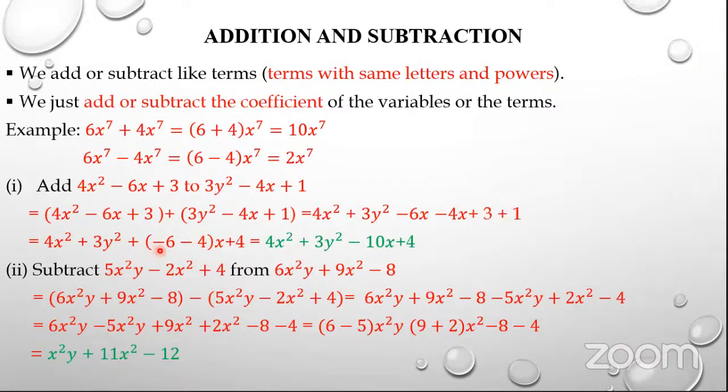Okay, so like we've said, we will simply add the coefficients. So this is minus 6, minus 4. Minus 6 minus 4, as you can see here, will bring us to minus 10. And the 3 plus the 1 will give us 4. So finally, this is going to give us 4x squared plus 3y squared minus 10x plus 4.